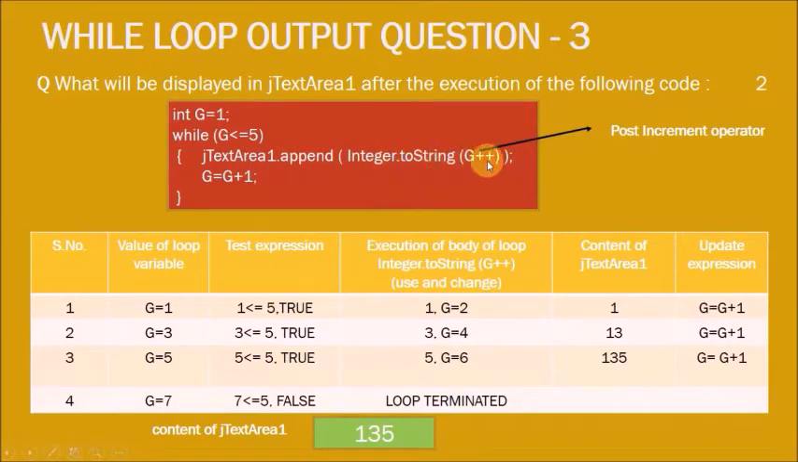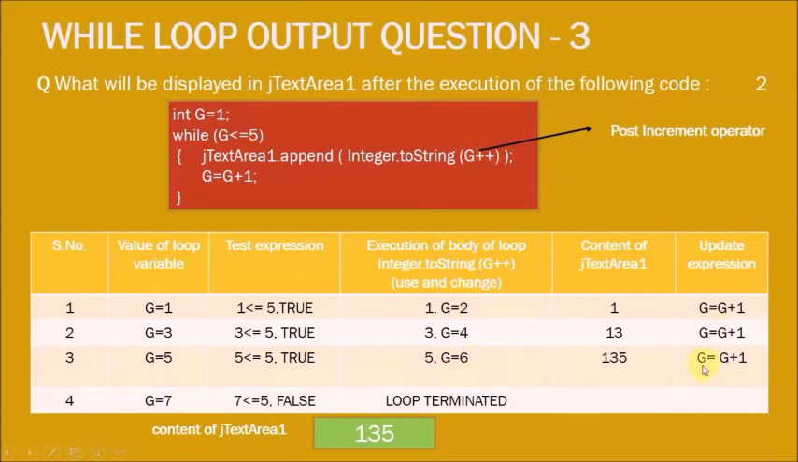So first this expression is executed, and as this is the post increment operator, the value of g is used first and then the value of g will be incremented. Now the current value of g is 5. So 5 will be appended to JTextArea1. As earlier the content of JTextArea1 was 1, 3, they will now become 1, 3 and 5. And then g will be incremented. So the g was 5, so it will become 6.